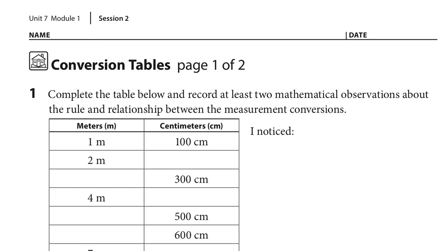Let's begin. You're going to complete the table below and record at least 2 mathematical observations about the rule and relationship between the measurement conversions. So it looks like they're turning meters into centimeters, or if you go this direction, you're turning centimeters into meters. Our basic understanding is that when it comes to meters, one of them would be the same as 100 centimeters.